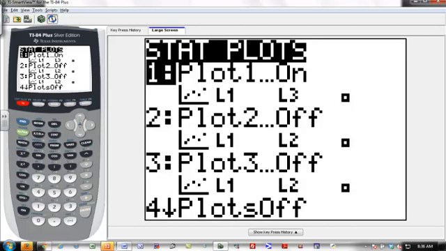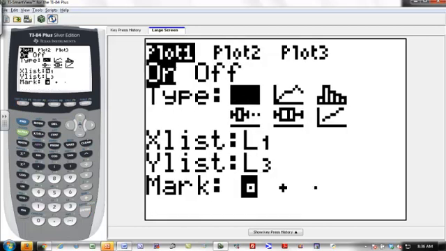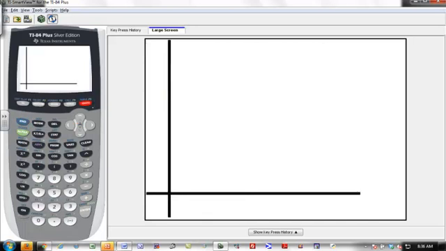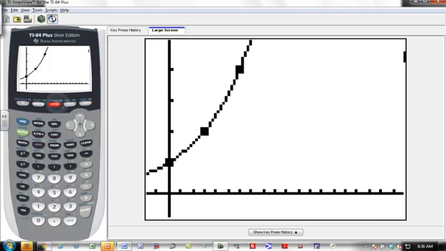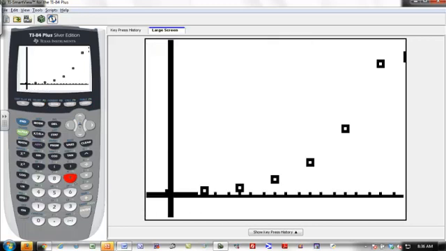Let me go back and let me put the scatter plot in there of the untransformed data. L1 versus L2. Let me graph them side by side. Oops. Let me do a zoom. It's not linear.